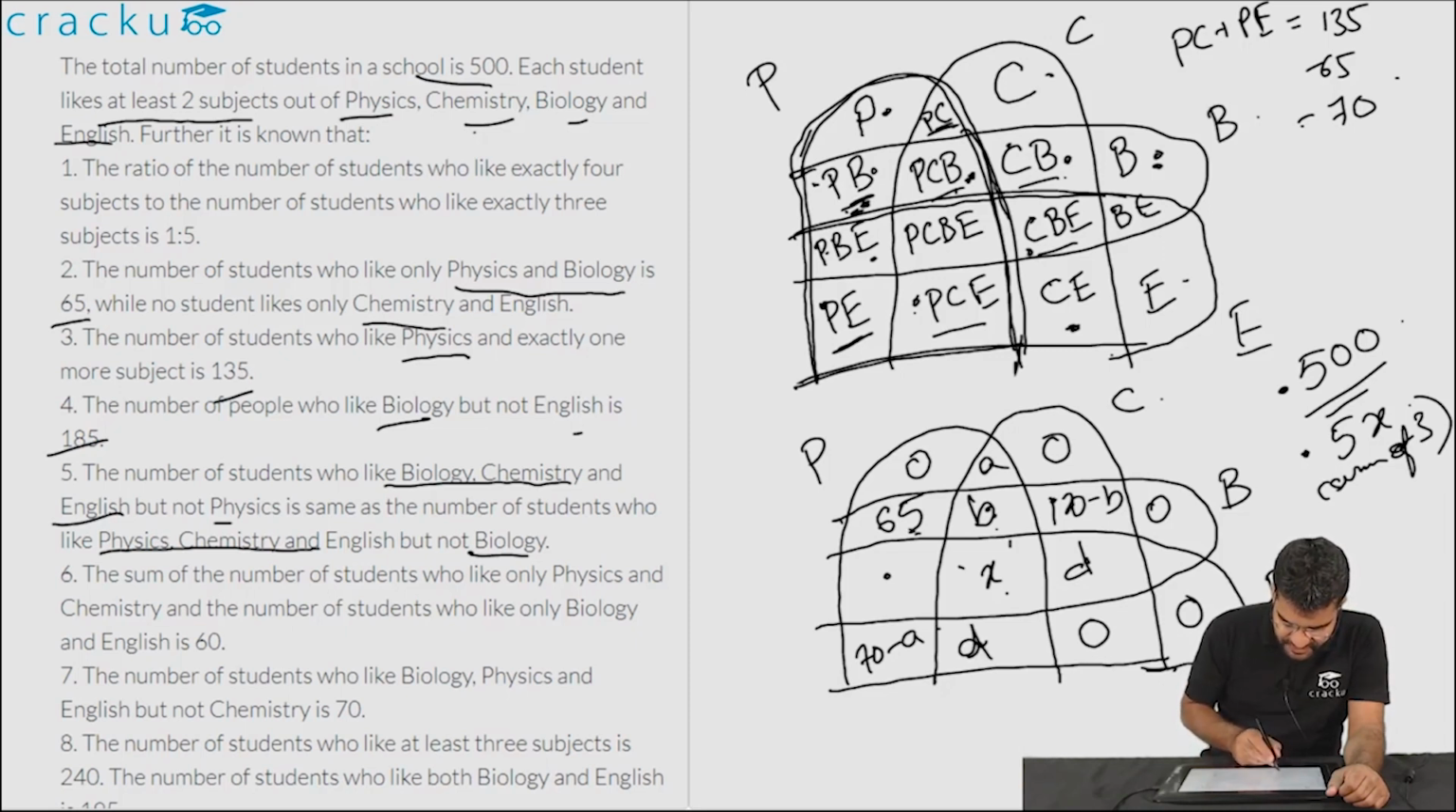The sum of the number of students who like only physics and chemistry, that is A here, that is PC, and the number of students who like only biology and English, that is BE, is 60. So this will be 60 minus A. The number of students who like biology, physics and English but not chemistry, that is PBE, is equal to 70. PBE is here, so this is 70.